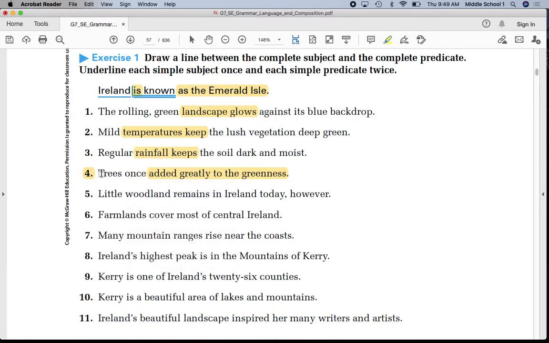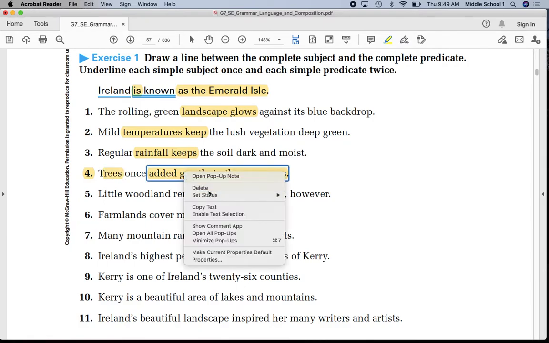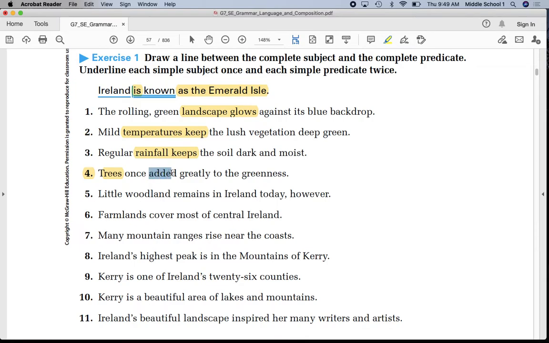The simple subject is trees. The simple predicate is added. But because I have an adverb, my line goes between trees and once. You may care to make a notation for number 4. It includes an adverb.